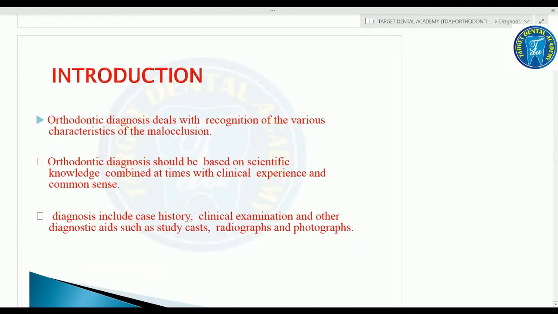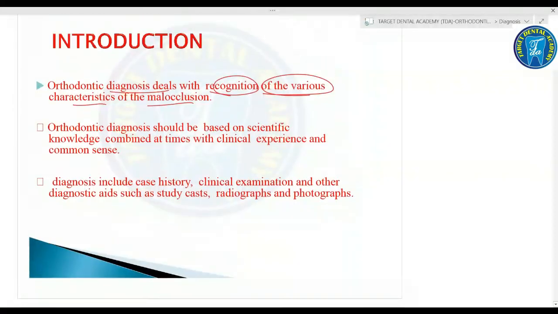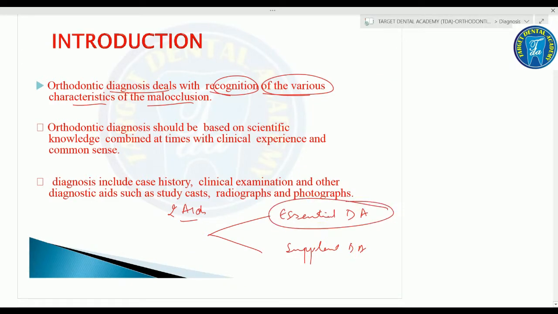So starting with the definition or the introduction, orthodontic diagnosis basically deals with the recognition of the various characteristics of the malocclusion. Orthodontic diagnosis has two aids: the essential diagnostic aids and the supplemental diagnostic aids. The essential diagnostic aids are very important. You have to take these essential diagnostic aids of each and every ortho patient.